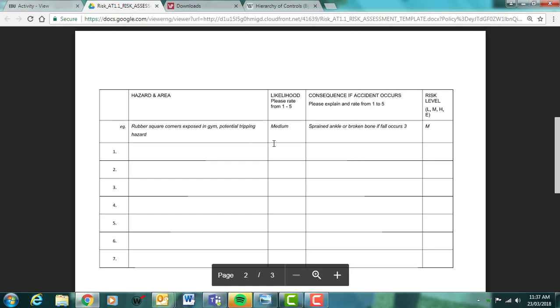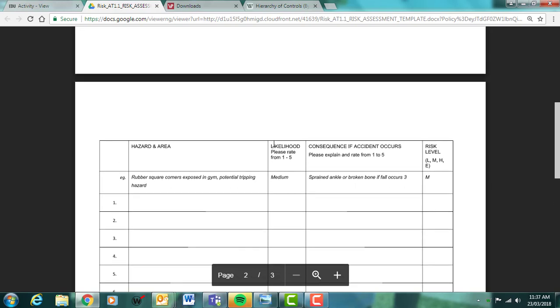So for the example here, rubber square corners are exposed in the gym, which are a potential tripping hazard. The likelihood of that happening is medium. The consequence if that happens is that they could sprain their ankle or they could have a broken bone, which is a level 3, and the risk level is a medium.